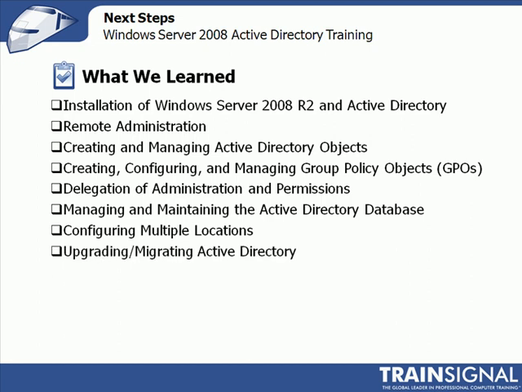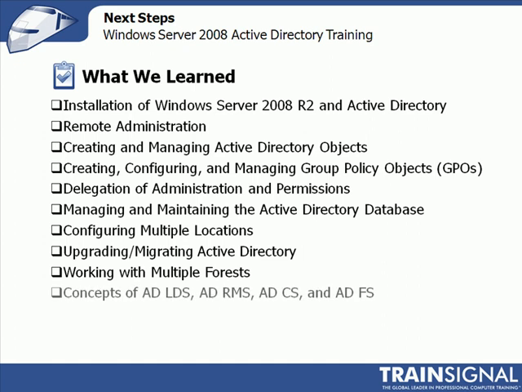I showed you how to upgrade or migrate Active Directory from Windows Server 2003 to Windows Server 2008. We saw how to work with multiple forests, right? We brought Wired Brain Coffee into the mix. We had Global Mantics all the way up to a point, and then we brought in another company, and we had to allow those companies to talk to each other. So we created what was called a trust between the two forests. And then we wrapped things up by going through the concepts of additional Active Directory components called lightweight directory services, rights management services, certificate services, and federation services.